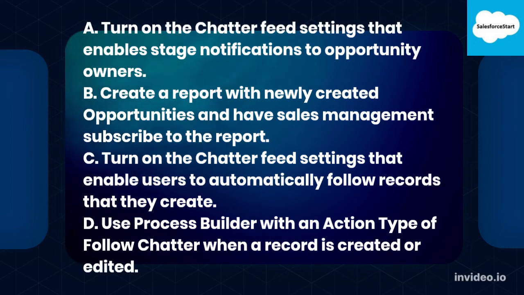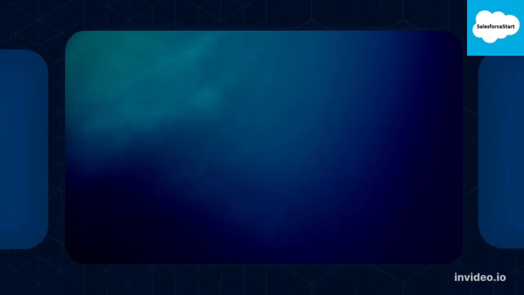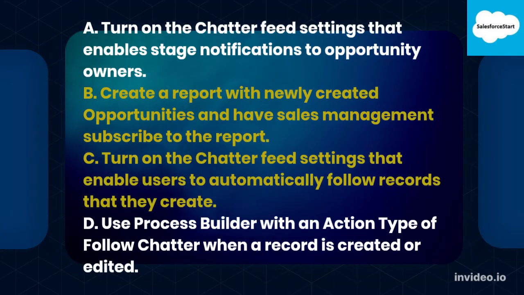D. Use Process Builder with an action type of follow Chatter when a record is created or edited. The answer is options B and C. B. Create a report with newly created opportunities and have sales management subscribe to the report. C. Turn on the Chatter feed settings that enable users to automatically follow records that they create.